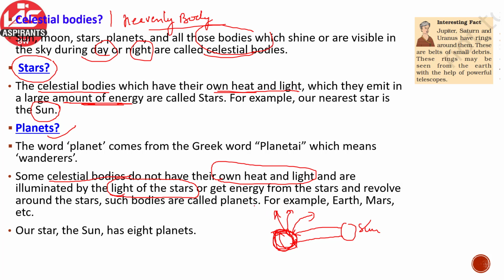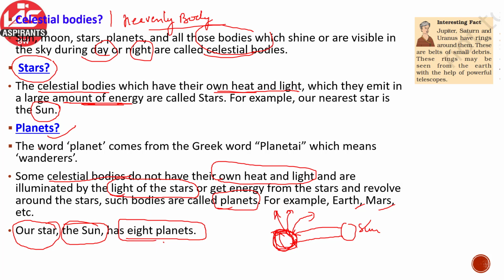So such celestial bodies which do not have their own heat and light, but they are illuminated by the light of the stars and they revolve around these stars, such bodies are called planets. So we will learn about the planets in our solar system like Mercury, Venus, Earth, Mars, etc. And we know that our solar system has the Sun as the center star, which has the highest energy. So all the planets revolve around the Sun, and in total we have 8 planets.